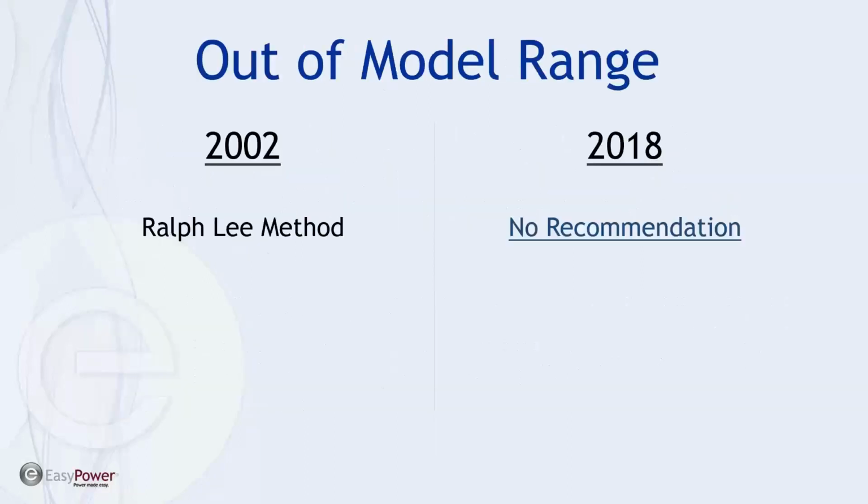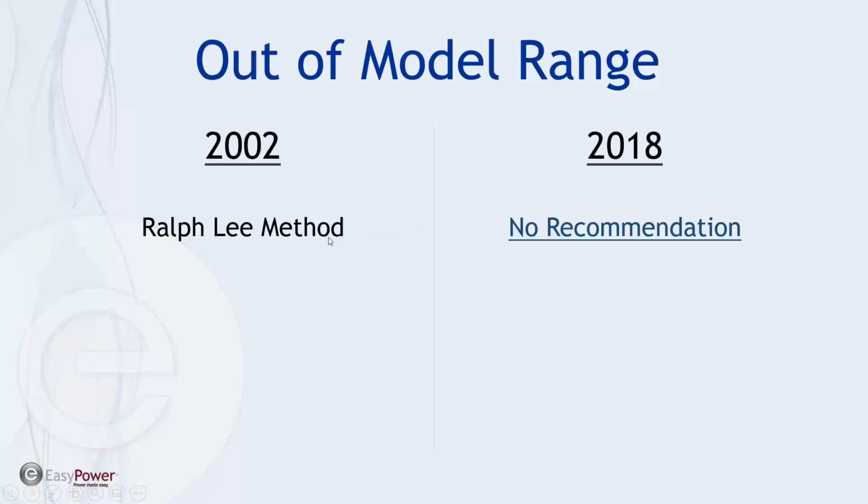Okay, without belaboring that, let's talk about some of these. In 2002, they did recommend that outside the range, a Ralph Lee method would be an alternative because a Ralph Lee method, being a theoretical model, didn't have the baggage, if you will, of having to align with data.